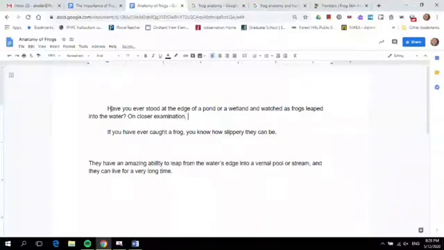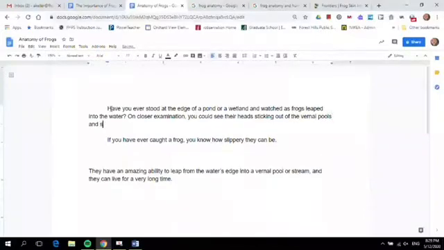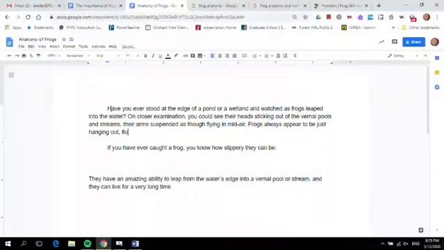Closer examination. You can see their heads sticking out of the vernal pools and streams. Their arms suspended as though flying in midair. Appear to be just hanging out, floating along.